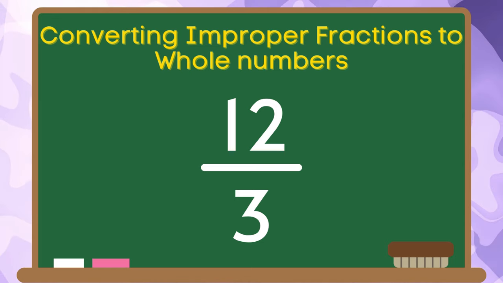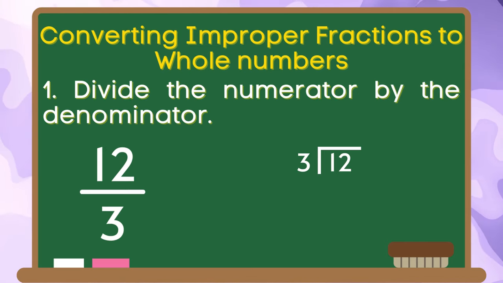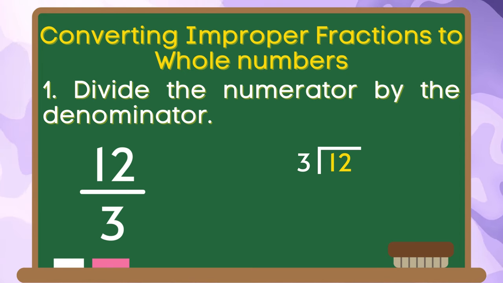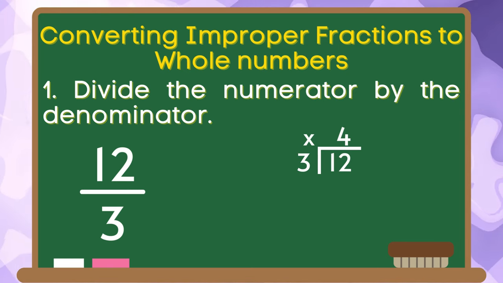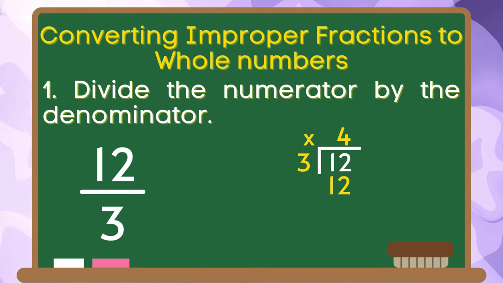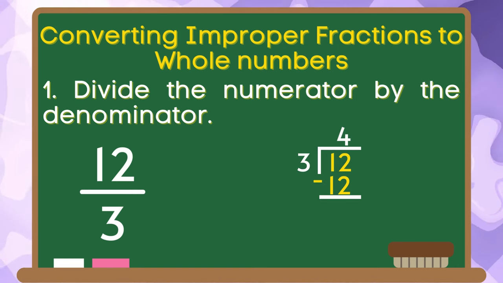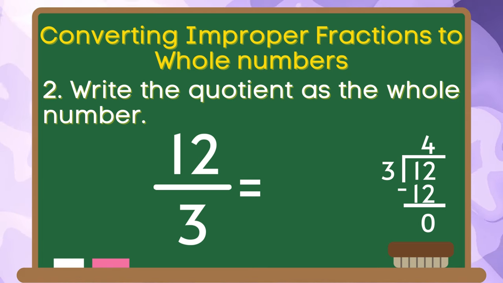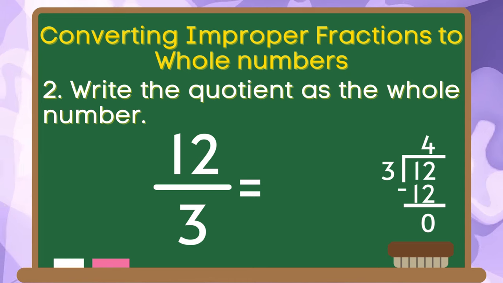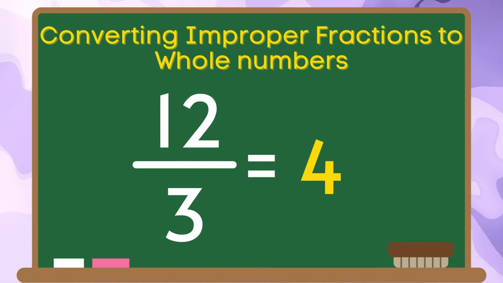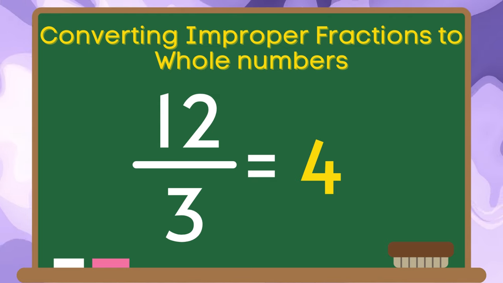Let us convert 12 over 3 into a whole number. Let us do step 1. Divide the numerator by the denominator. 12 divided by 3 is equal to 4. Let us multiply our quotient to the divisor. 4 times 3 is equal to 12. Let us subtract. 12 minus 12 is equal to 0. For step 2, let us write the quotient as the whole number. The whole number quotient of 12 and 3 is 4. Therefore, we can convert the improper fraction 12 over 3 into the whole number 4.